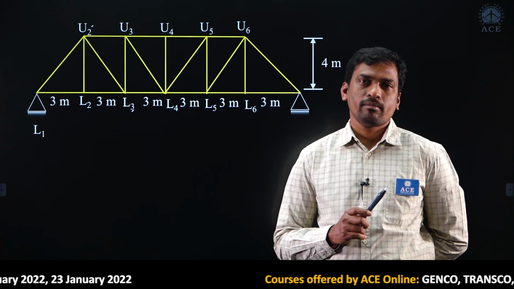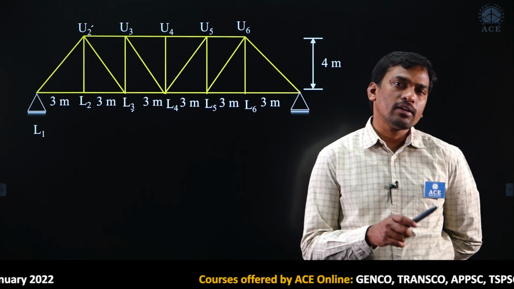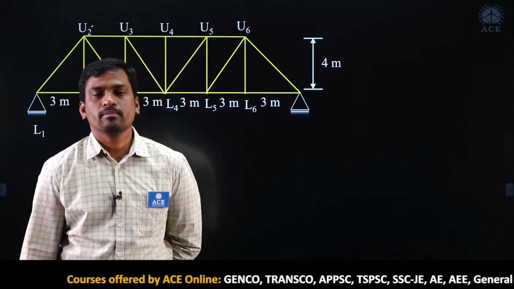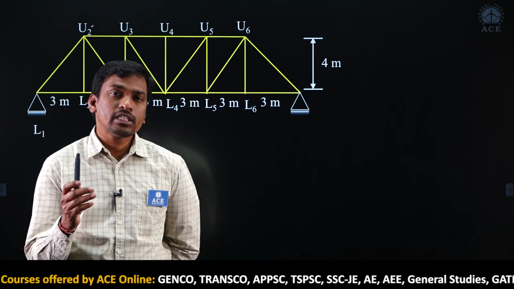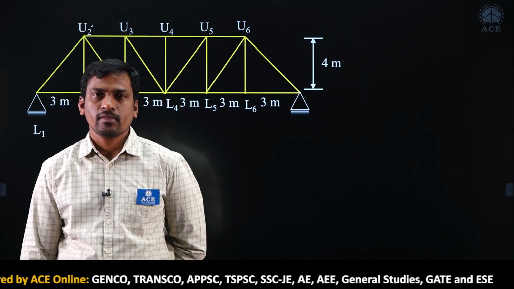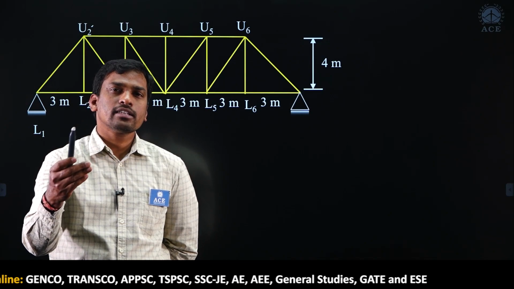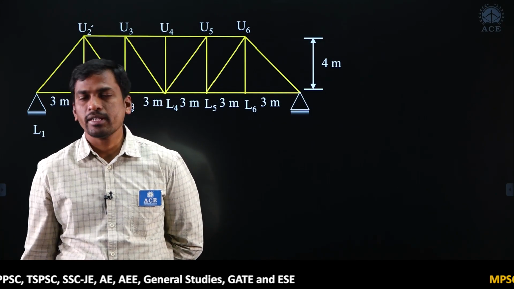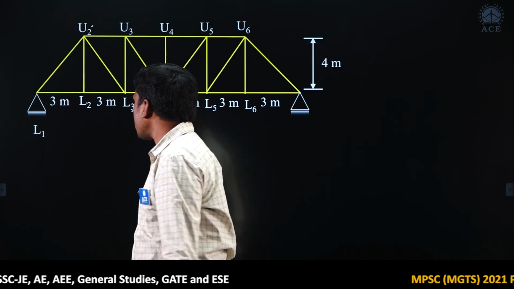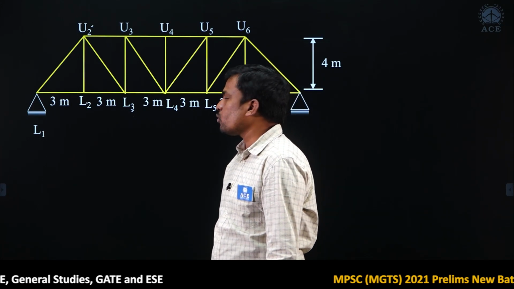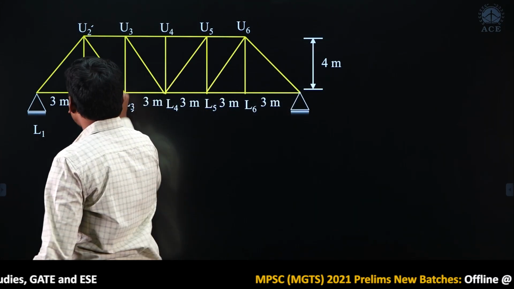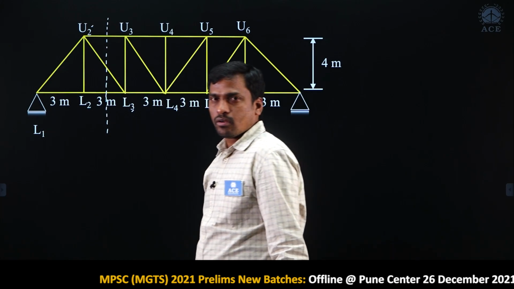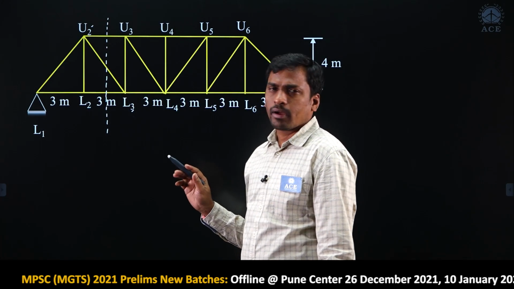Left part, right part. Then we can do analysis on either the left part or the right part of the structure, and either part gives the same answer, but always prefer the part which has fewer forces, please, because if the forces are fewer, the calculation is less and the time is also less, so we can save time in the examination. Then how to cut the structure to find the force in member U2 and L3? Just cut it vertically. You can do analysis for left part or right part, your wish.